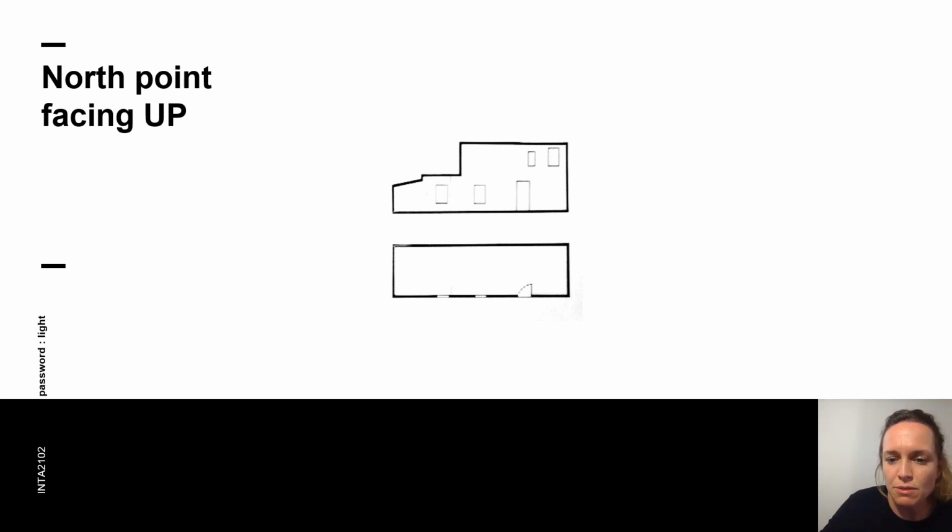Another important one to remember, and I noticed a lot of you guys did this the opposite way, is that our north point should always be facing up the page, okay? And this means that our plan needs to face and orient upwards on the page if that's north, okay? So at the moment, this plan indicates north facing downwards. So we actually need to turn this plan 360 degrees.